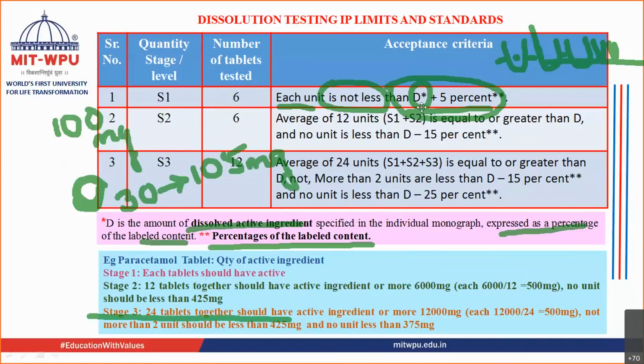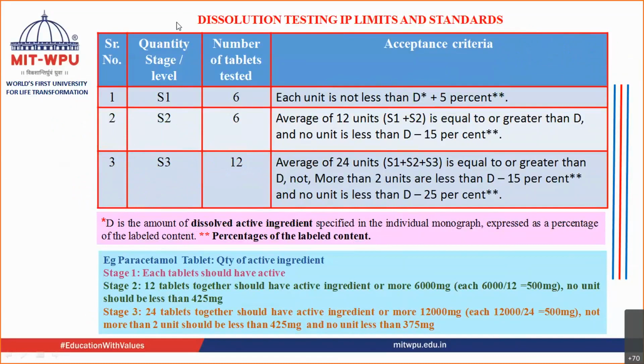So if your label content is 100, then each unit should release 105 milligram of that drug. If this does not happen, then you have to go to stage 2. In stage 2, you are going to take a further 6 tablets. So the total number of tablets has now become 12. Right? S1 and S2 together make 12 tablets.